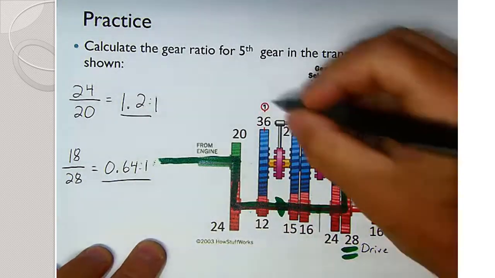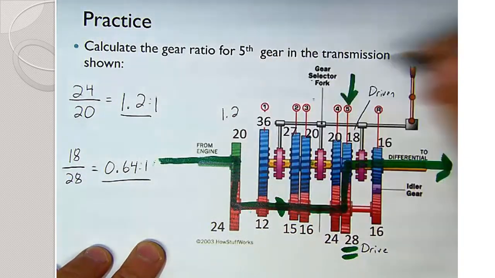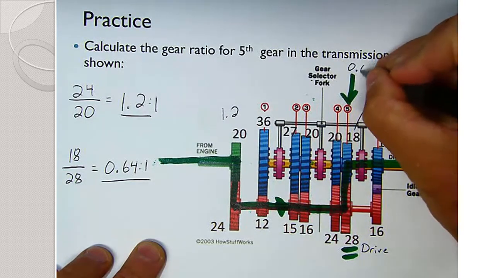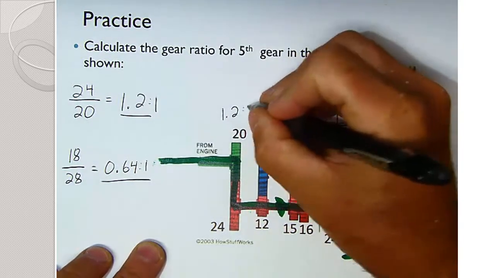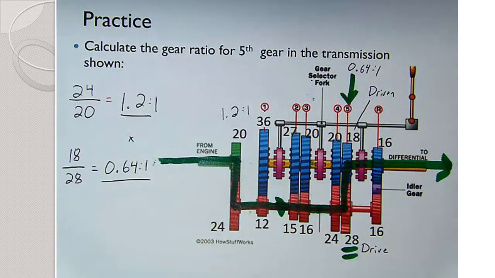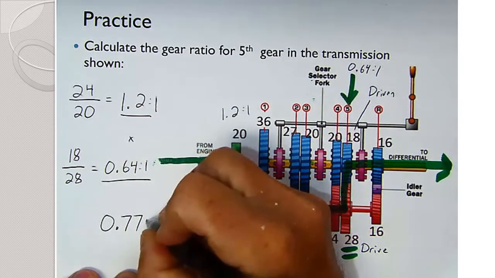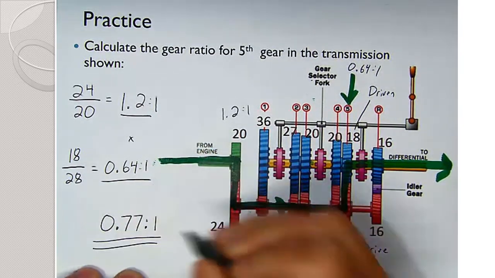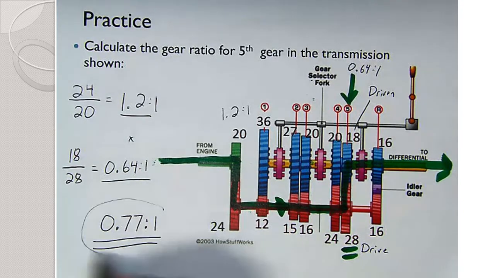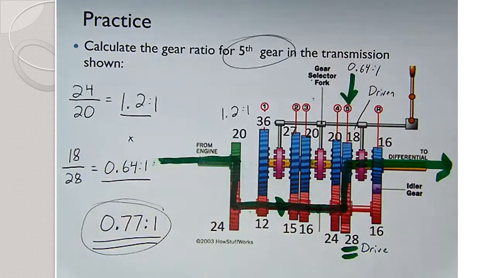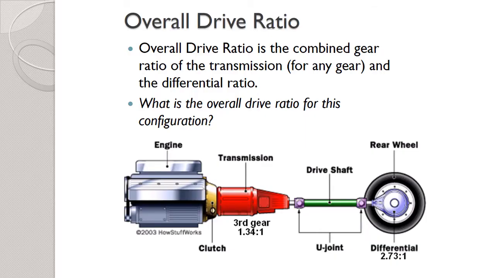Now that we know that our first gear pair is 1.2 to 1 and our second gear pair is 0.64 to 1, we can now multiply those together to get our transmission gear. And that turns out to be 0.77 to 1. And since that's less than 1, that confirms that this is definitely an overdrive gear, which is what we'd expect for fifth gear in a manual transmission. If you didn't get 0.77 to 1, go back and watch that again and see if you can spot what went wrong.